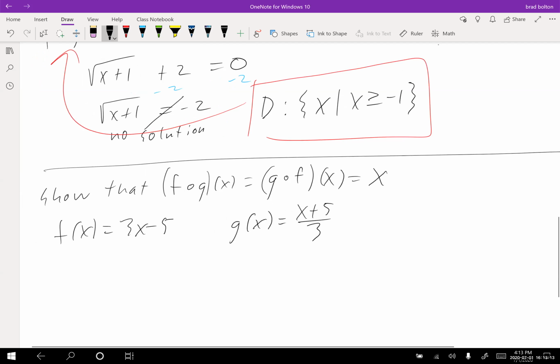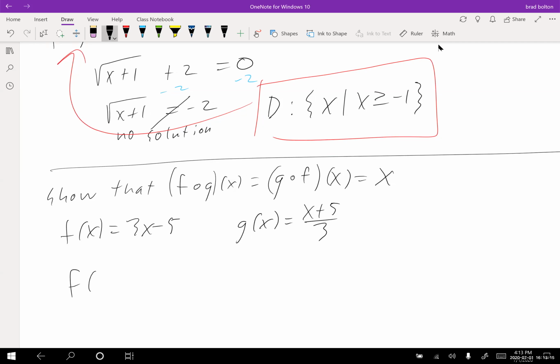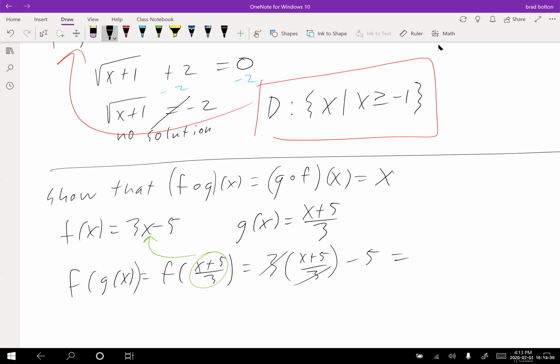So what we're gonna do is first do f of g of x, and that's going to be f of (x plus 5)/3, and let's see what that is, okay? So now I'm going to take (x plus 5)/3, this right here, and I'm going to plug it right in there for x. So this is going to become 3 times (x plus 5)/3 minus 5. Well, the 3's will cancel, and we're left with x plus 5 minus 5 equals x. Boom, we got it equal to x.